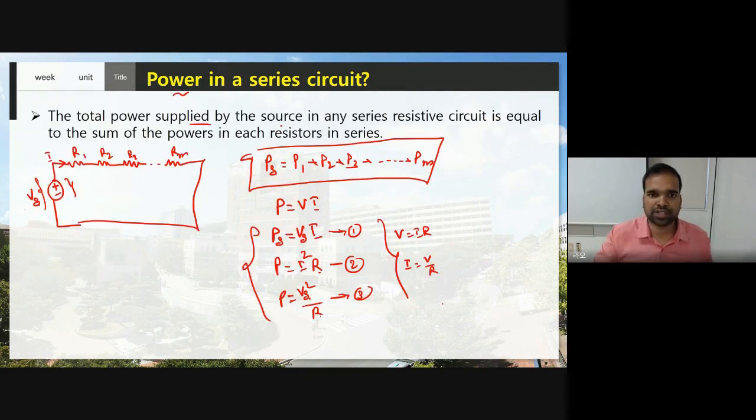I hope you understood the concept of power in a circuit. So the total power supplied by the source in any resistive circuit is equal to the sum of the powers in each resistor. So you have to remember that we have three formulas, and you can use any one formula based on the known parameter. Okay. So that's it.